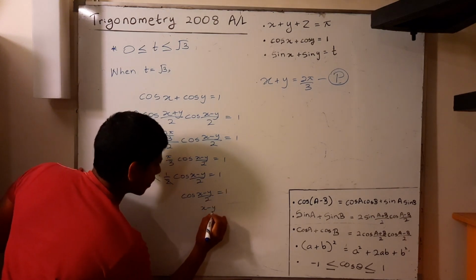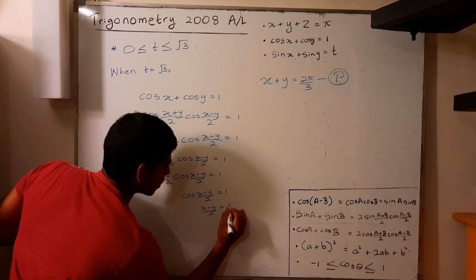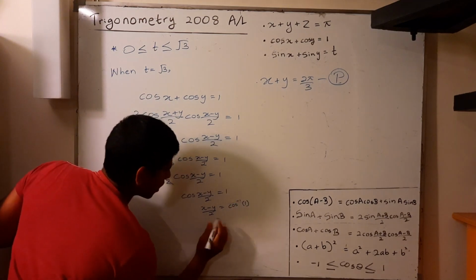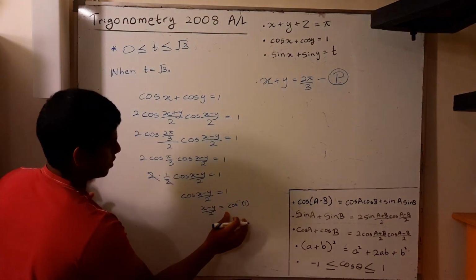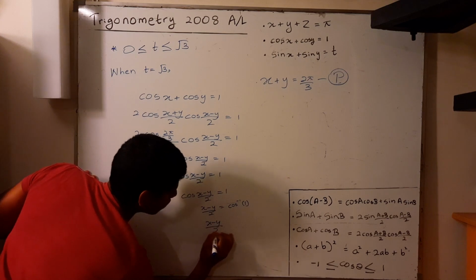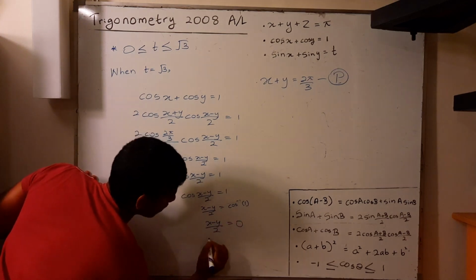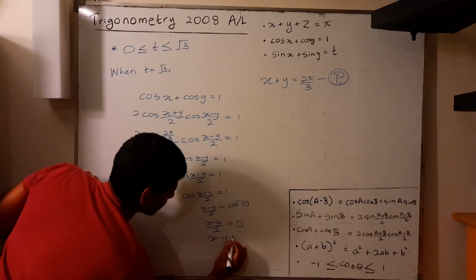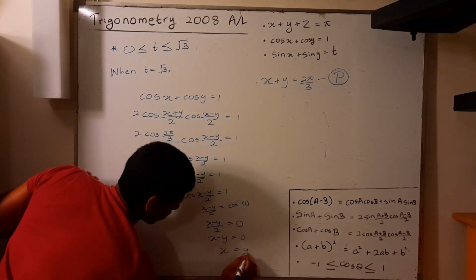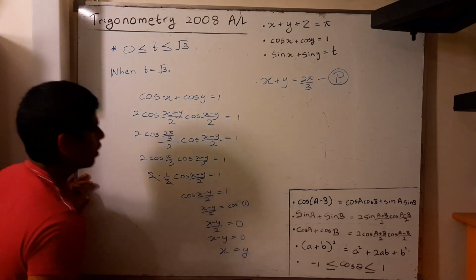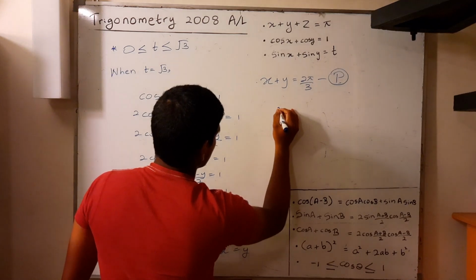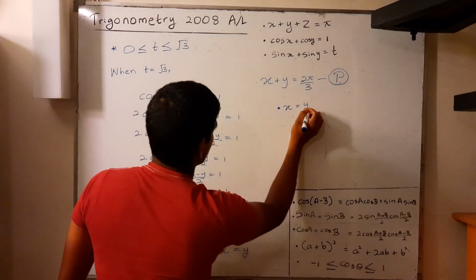Therefore, x minus y over 2 equals cos inverse 1. And we all know cos inverse 1 is 0. So then we can write x minus y over 2 equals 0. So then x minus y becomes 0. Therefore, we can say that x is equal to y. I'll write that on the side over here. x is equal to y.